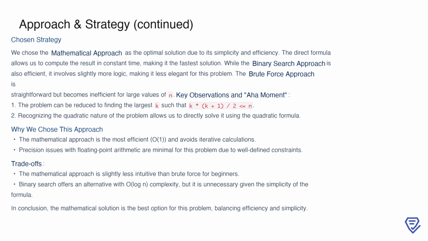The key insight that led to the mathematical solution was recognizing that the problem boils down to finding the largest k such that k(k+1)/2 ≤ n. Solving this inequality using the quadratic formula not only simplifies the process but also ensures the best possible efficiency. While the mathematical approach may be less intuitive for beginners, it strikes the right balance between performance and simplicity, making it the best choice for this problem.